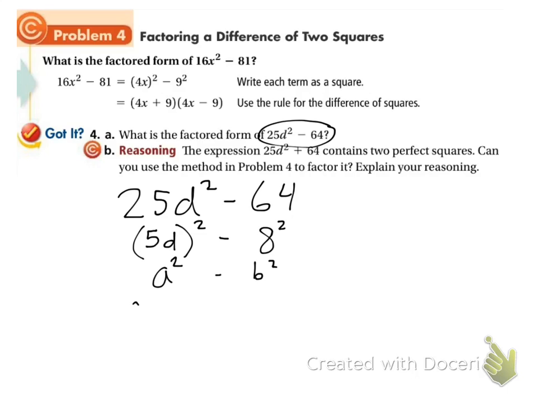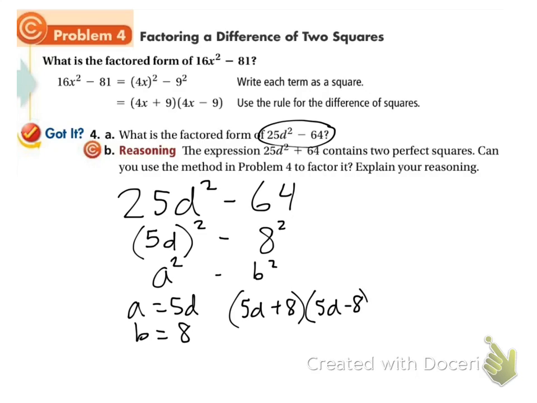Right, so in this case, my a is 5d, and my b is 8. Remember, I put into a plus b, a minus b. So 5d plus 8, 5d minus 8.